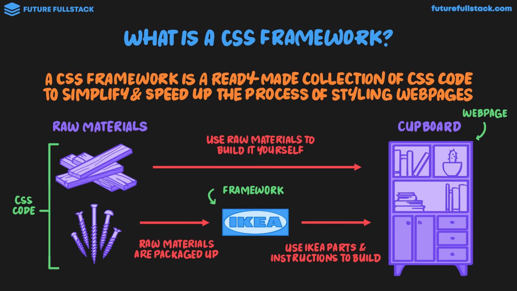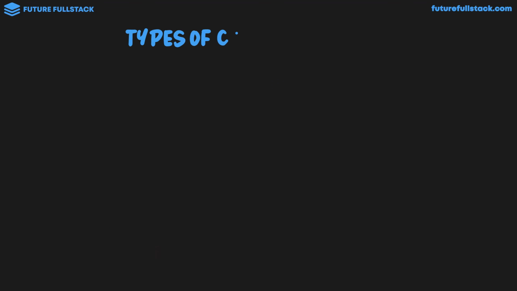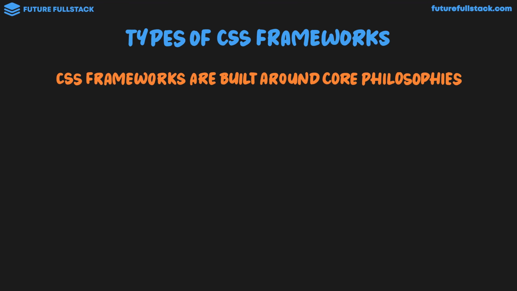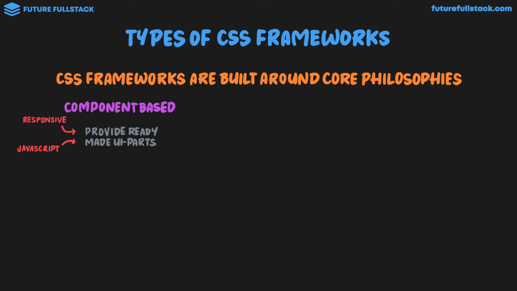Before we jump into Tailwind, I want to give you an overview of the different types of CSS frameworks out there. CSS frameworks are built around core philosophies. There are three main types of CSS frameworks. The first is component-based. This is where the framework provides ready-made UI parts. These parts are responsive, so out the box, they're ready for all screen sizes and often contain JavaScript in them. So they are a lot more interactive and respond to user actions. An example of a component is something like a button, where in this class here, we have btn and btn primary, and with these two lines of code, we would be given a button that's already styled for us.